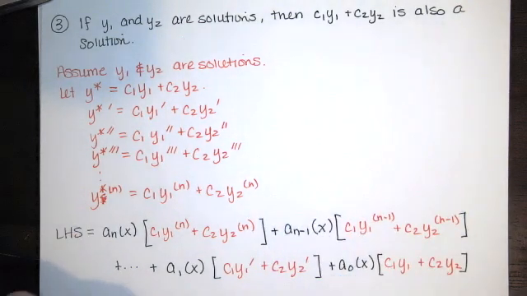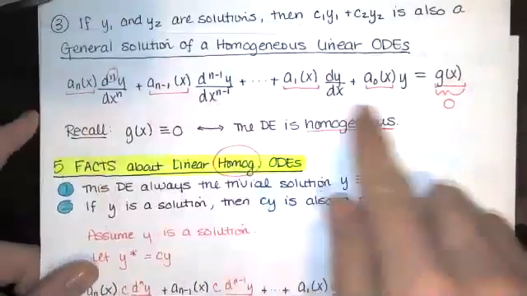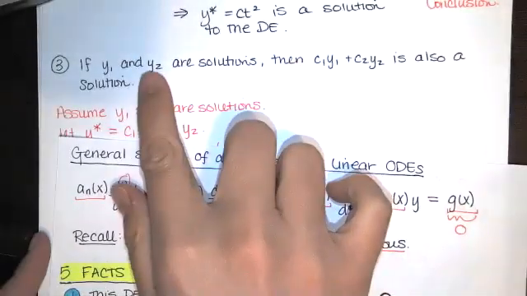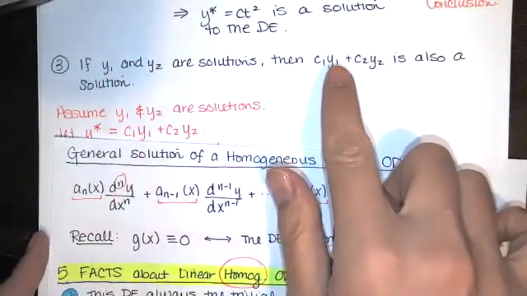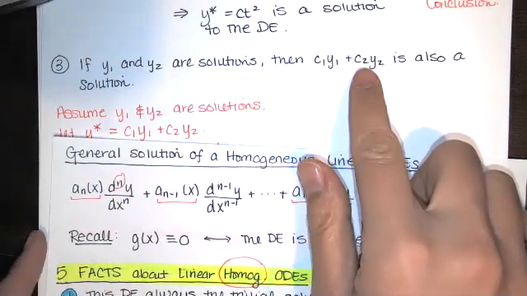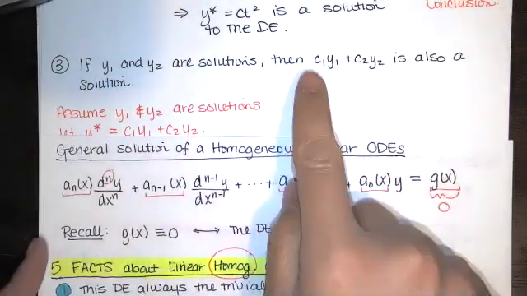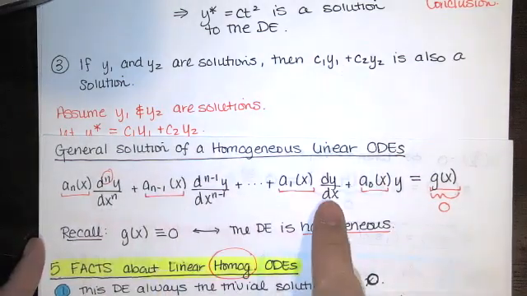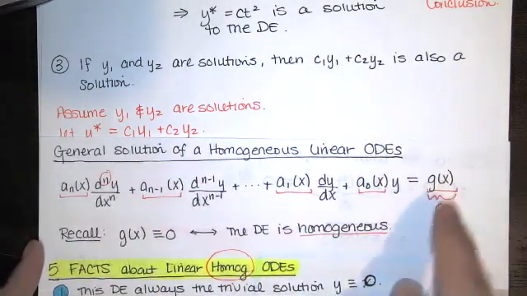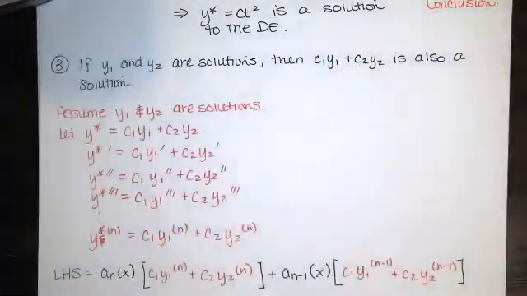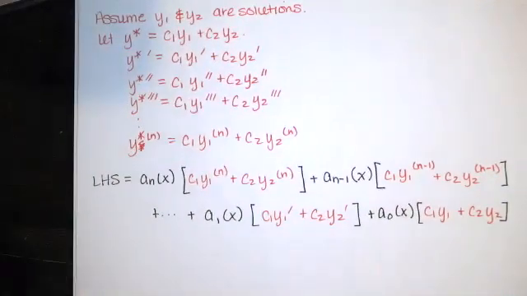So we substituted into the left-hand side of the differential equation. And remember what we're trying to prove: that if y1 and y2 are solutions, then this is also a solution. So my goal is to show that if I substitute this in and I assume that y1 and y2 are solutions, I still get 0. So this is a solution too. In order to do that, we just have to reorganize this a little bit.